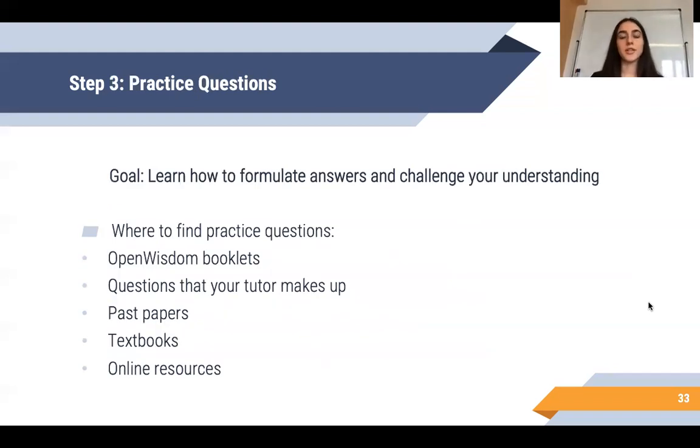So once you can explain the content well, you can move on to step 3, which is practice questions. So this is when you actually apply your knowledge. The goal here is to learn how to formulate answers and challenge your understanding. You can find practice questions everywhere, pretty much online. Some examples here are OpenWisdom booklets, questions that your tutor makes up, past papers, textbooks, and online resources.